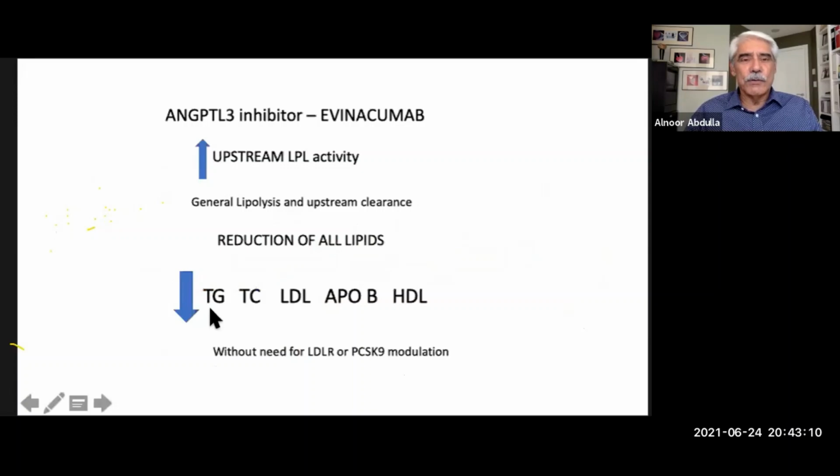And there it goes. It lowers triglyceride, it lowers total cholesterol, it lowers LDL, it lowers ApoB, it lowers HDL. It just lowers everything because it's working high up there, upstream, and clearing the lipids with the lipolysis at that level.